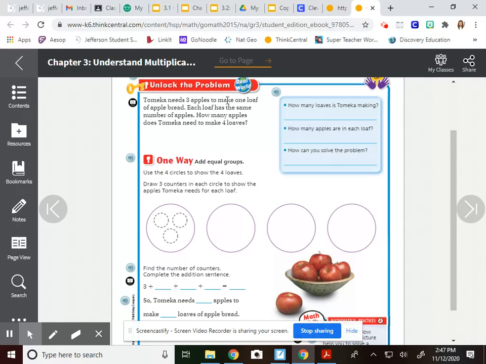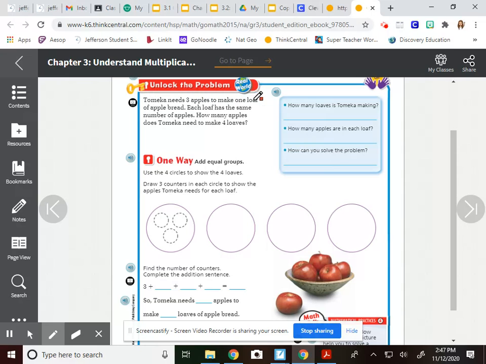Tamika needs 3 apples to make 1 loaf of apple bread. Each loaf has the same number of apples. How many apples does Tamika need to make 4 loaves? Let's unlock the problem in our little blue box here. How many loaves is Tamika making?